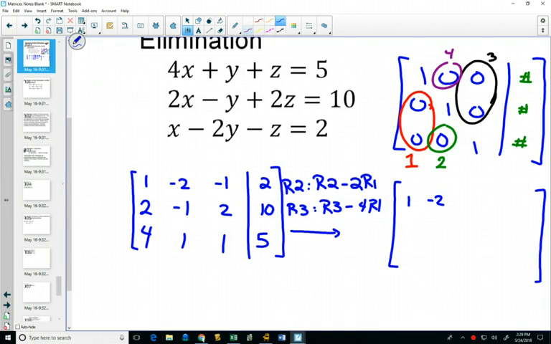1, -2, -1, 2. So row 1 is not changing here. But if I take row 2 and subtract 2 row 1s, that will give me a 0 here. -1 minus 4, -5, and 2 minus a negative, oops. Oh, hey, did you see what I did? No. Oh, you were getting scrap paper. I already made mental math error number 1 by accident on the second calculation. So let's see what I did wrong.